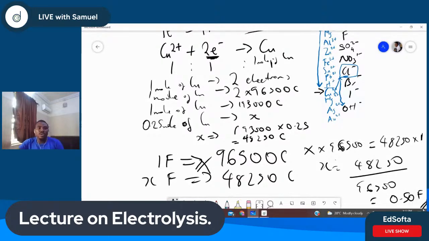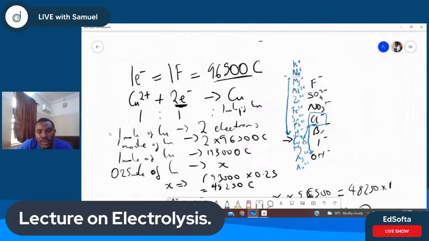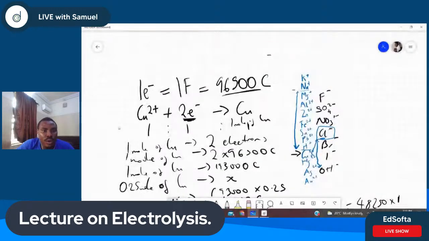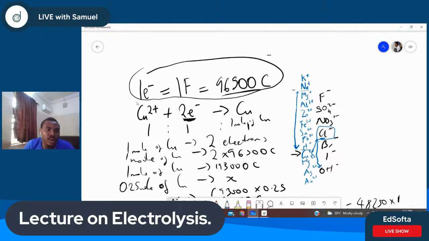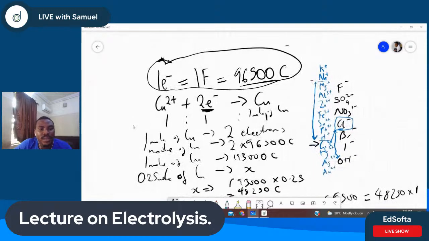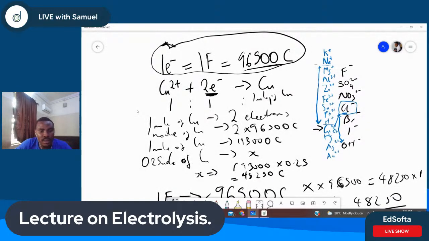That's our answer. So you see, first you need to know the equation. And how do you know the equation? Based on what your electrochemical series tells you, you can make the equation. Then after, not just knowing the equation, you also need to know this relationship here, that one electron is one farad of electricity, and one farad of electricity is equivalent to 96,500 coulombs of electricity.